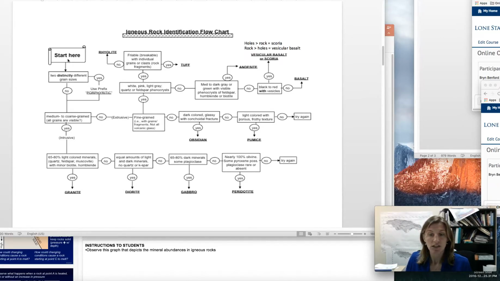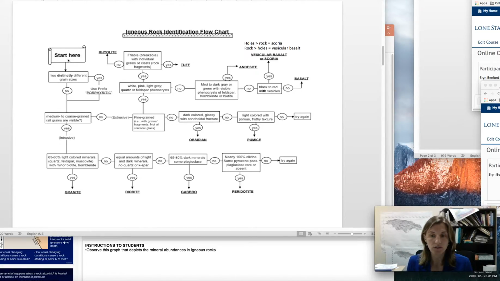So keep in mind in geology, when we talk about texture, we're not talking rough or smooth. We're talking about grain size. So, and the distribution of the grain size. So big grains, small grains, all the same size, or two sizes. So if you see two different sizes, then you're going to use the prefix porphyritic when you get to the point of naming your rock.